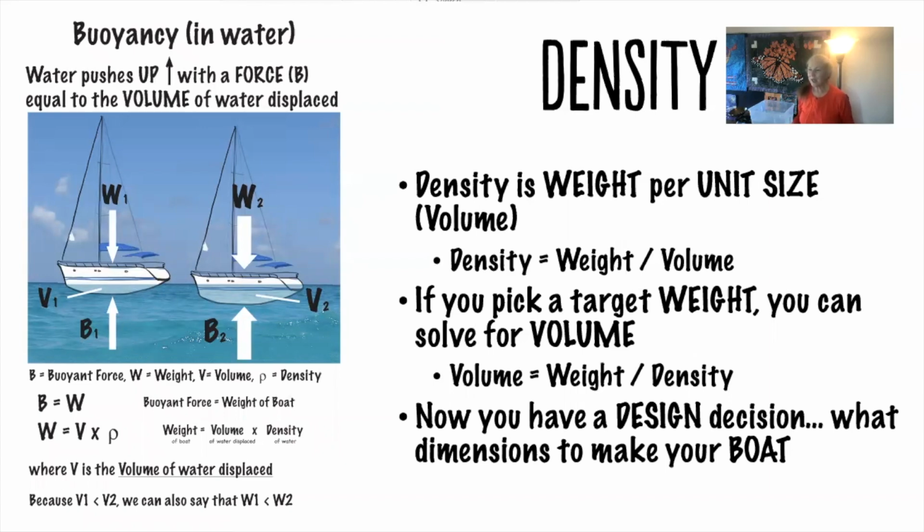Well, as an engineer, if I know I need to carry a certain amount of weight, I can rearrange the equation and solve for the volume, the minimum amount of volume that I need in order to carry a certain amount of weight. So I get volume equals weight divided by density. Now you have a design decision, what dimensions to make your boat, and also how much margin.